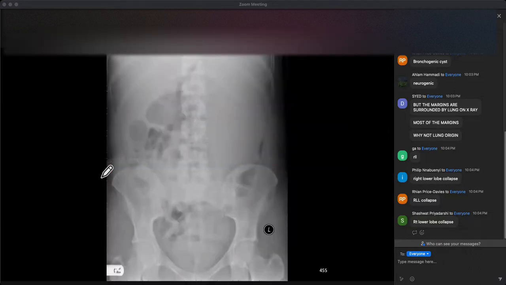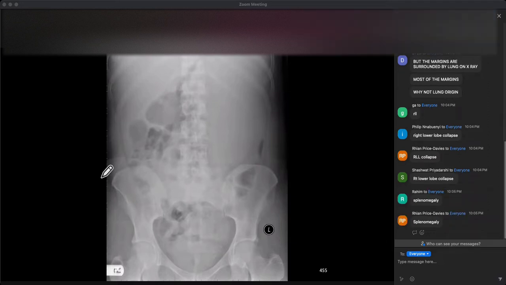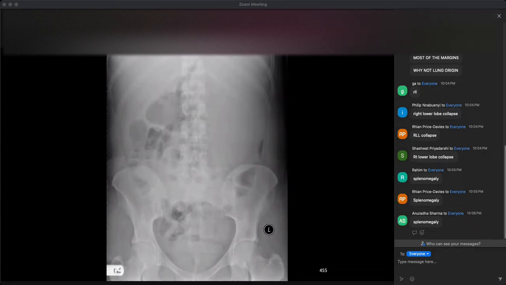Okay, what's wrong with that patient's abdomen? Yeah, very good. Splenomegaly. So the bowel gas is pushed to the right and inferiorly. And in fact, this is the spleen here. Okay, so that's the spleen.